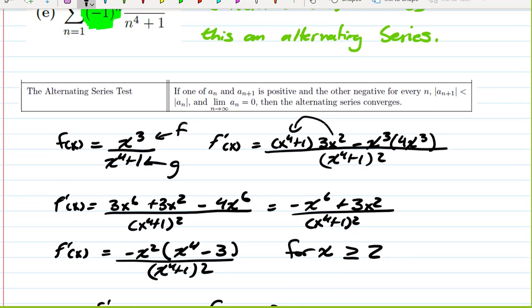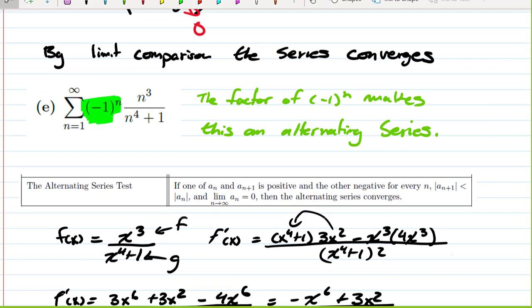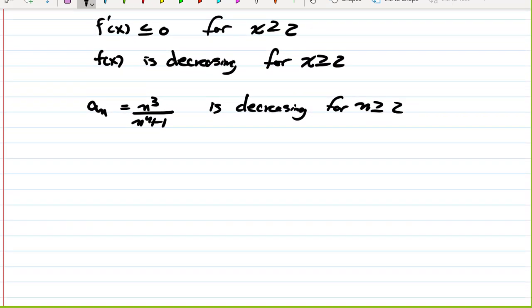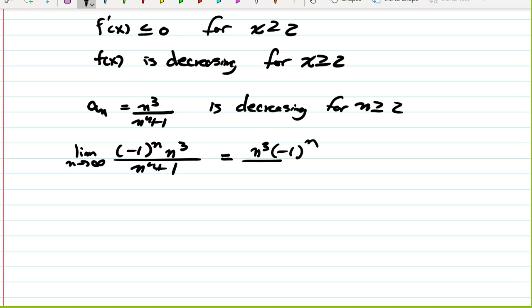So we've now satisfied decreasing, and the only thing we have left to show is that the limit of the a_n's is equal to 0. So if we take the limit as n goes to infinity of (-1)^n times n cubed all over n to the 4th plus 1, and factor out an n to the 4th from the denominator, we have n cubed in the top times (-1)^n all over n to the 4th times 1 plus 1 over n to the 4th.